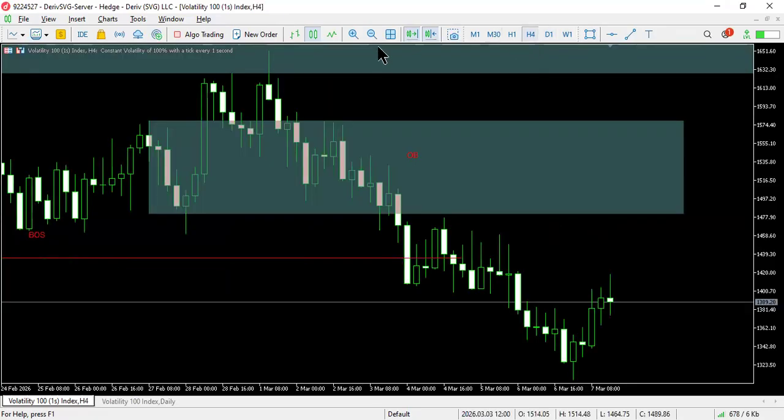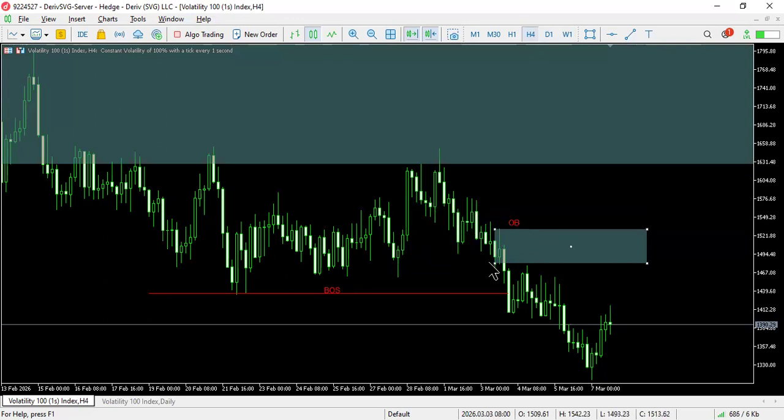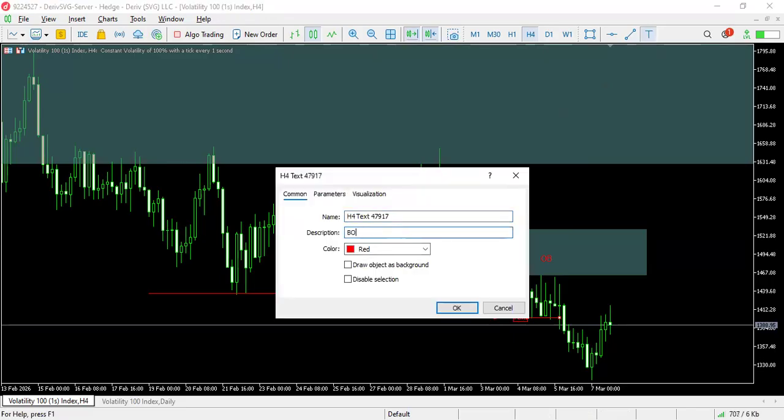And then going over to the 4 hours. So from the 4 hours, we can adjust our break of structure there. We can adjust our order block. As you can see, that already has been mitigated. And then I also see a break of structure right there. So we do have a break of structure. We also have another break of structure right there.